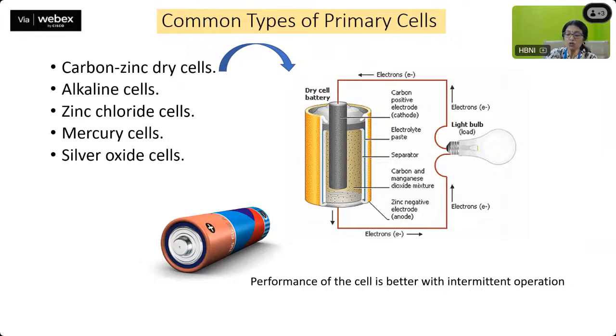If you look into the cross-sectional image of this dry cell battery which I have given, you have carbon, which is the positive electrode, then at the outer coating you have zinc, which is the negative electrode. In between, you have a separator, which is separating your cathode and anode. And then you have an electrolyte paste, and also a carbon manganese dioxide mixture. So this is what is basically inside a dry cell battery.